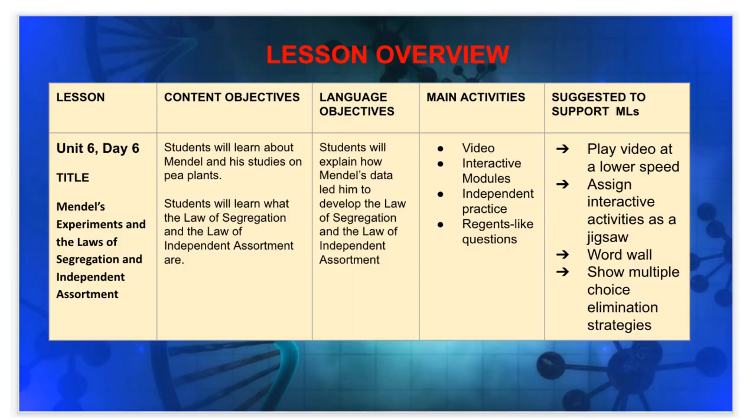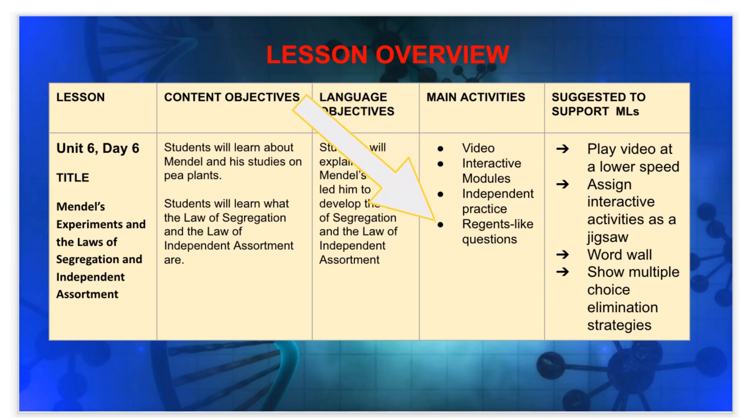The main content objectives for the lesson today are: students will learn about Mendel and his studies on pea plants, and students will also learn about the law of segregation and the law of independent assortment. The language objectives for today are: students will explain how Mendel's data led him to develop the law of segregation and the law of independent assortment. The main activities for the lesson today are a video, interactive modules, independent practice, and Regents-like questions.